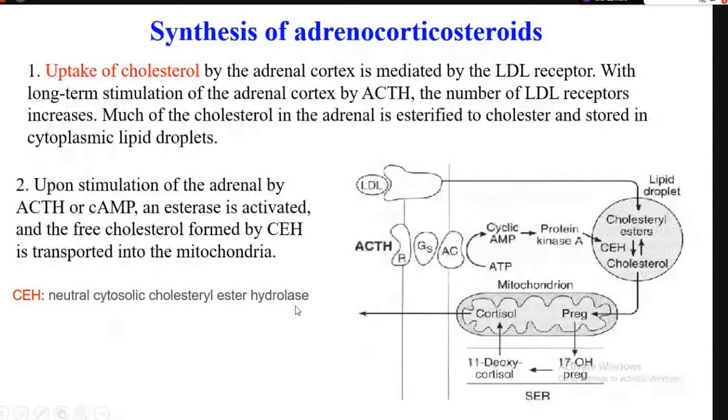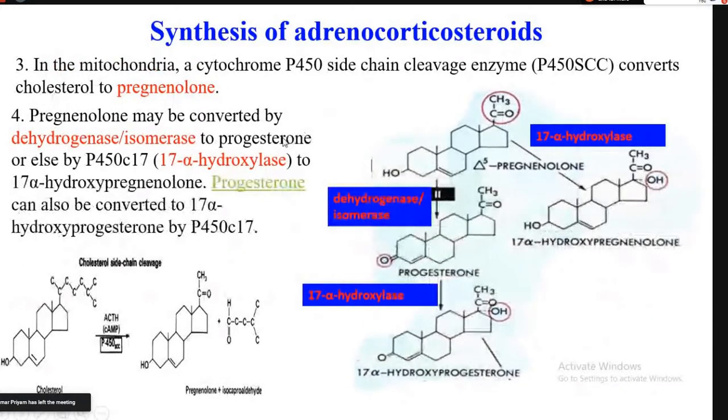So this is the first step. Then the third step, when it reaches the mitochondria, cholesterol in the mitochondria. These synthetic steps in steroid synthesis have been asked several times as a short answer question. So, third step, what happens? In the mitochondria, cytochrome P450 side chain cleavage enzyme converts cholesterol to pregnenolone. Now this is pregnenolone.